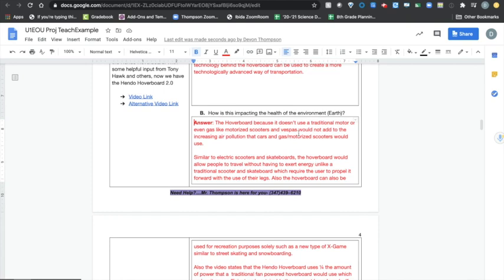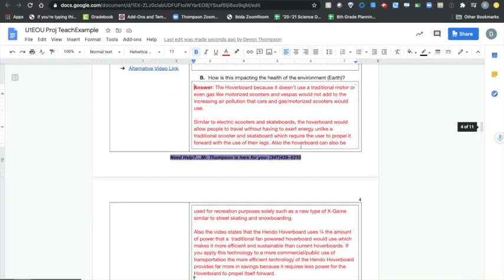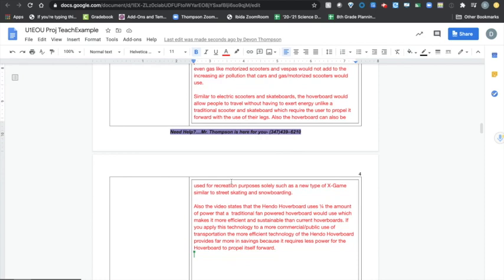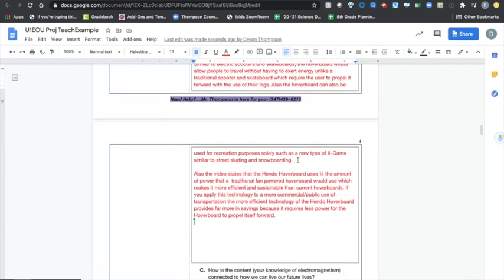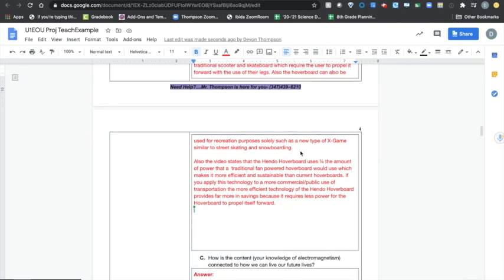The hoverboard, because it doesn't use a traditional motor or even gas like motorized scooters and Vespas, would not add to the increasing air pollution that cars and gas motorized scooters would use. Similar to the electric scooters and skateboards, the hoverboard will allow people to travel without having to exert energy, unlike a traditional scooter and skateboard, which require the user to propel it forward with the use of their legs, like a normal skateboard or a scooter that you've seen. Also, the hoverboard can be used for recreation purposes solely, such as a new type of X game, similar to street skating and snowboarding. That's where Tony Hawk comes in.